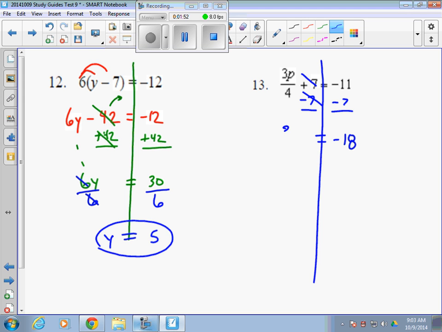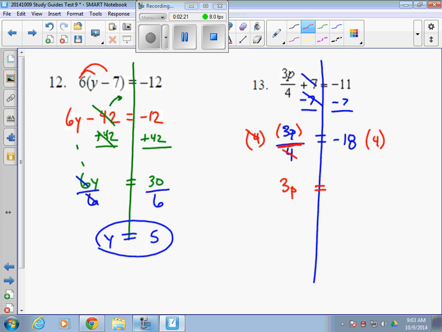You still have 3p, and you still have over 4. Remember, that fraction bar acts like a set of parentheses, so before you can undo 3 times that, you have to undo divide by 4. If you divide by 4 in order to cancel it out, you multiply by 4. 4 cancels out 4. 3p is left. We still don't have p's value. We're getting closer, though. If you multiply the left by 4, you have to multiply the right by 4.